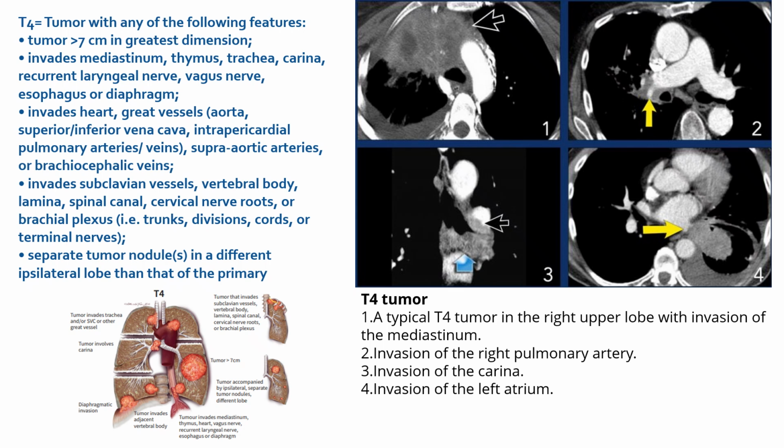It involves tumors invading the mediastinum, thymus, trachea, carina, recurrent laryngeal nerve, vagus nerves, esophagus, or diaphragm, invading heart and great vessels, invading subclavian vessels, vertebral body, lamina, spinal canal, cervical nerve roots, or brachial plexus. It also involves separate tumor nodules which are there in a different ipsilateral lobe rather than that of the primary tumor.